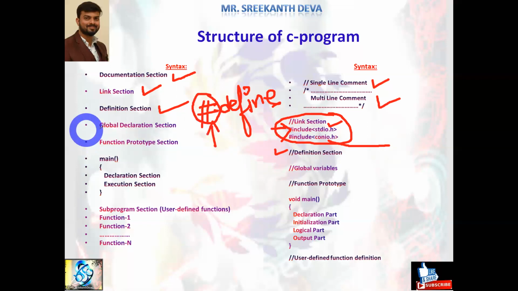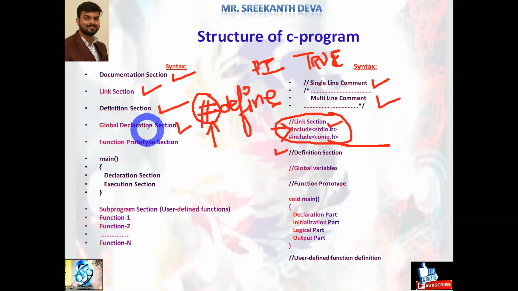The next section is the global declaration section. In the definition section, we define symbolic constants, like hash define the pi value, which is a constant value. Or if I want to define boolean values like true or false, I can go with hash define, defining true and false. So we can represent symbolic constants within the program in the definition section.